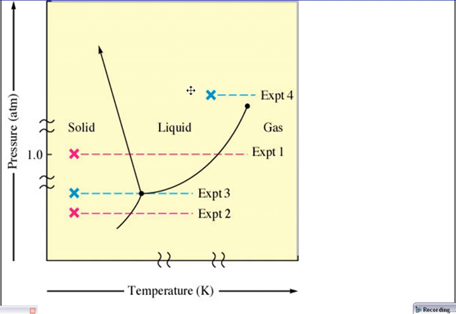Lastly, in the 4th experiment, we're at a high pressure, and as we heat up our sample of water, we start with liquid. We are above the critical point, so we do not have actual liquid. We have a fluid that is neither liquid nor really a vapor because we have exceeded the critical point.